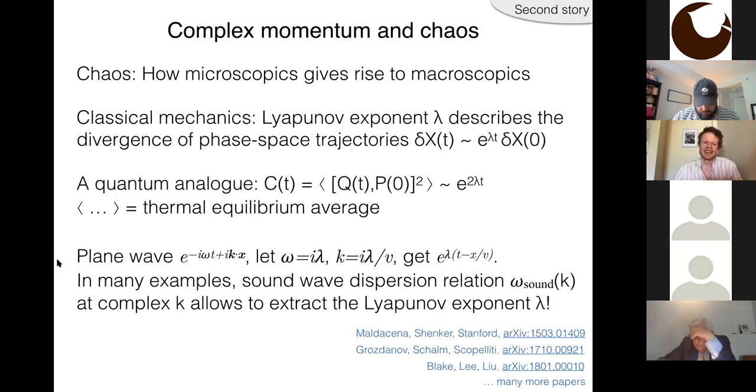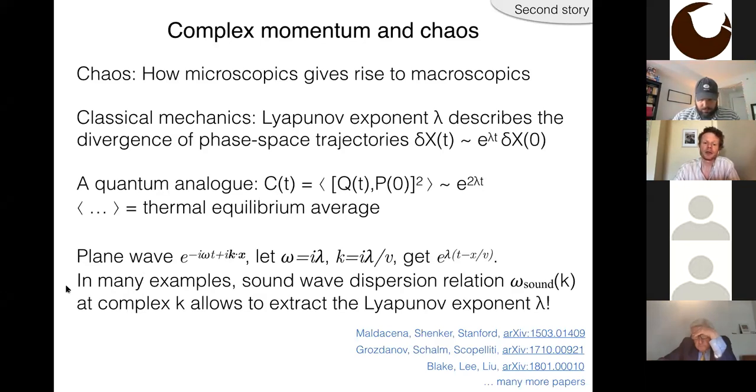So let me do something that's very, very silly, okay? Let me take a plane wave, a complex exponential, and let me take omega to be equal to i lambda, some purely imaginary thing. And let me take my wave vector to be, again, purely imaginary. And then my plane wave becomes something that exponentially increases with time, okay? So this is, of course, a very silly thing to do, but in many solvable examples of the kind that I was talking about, this can be made very precise.